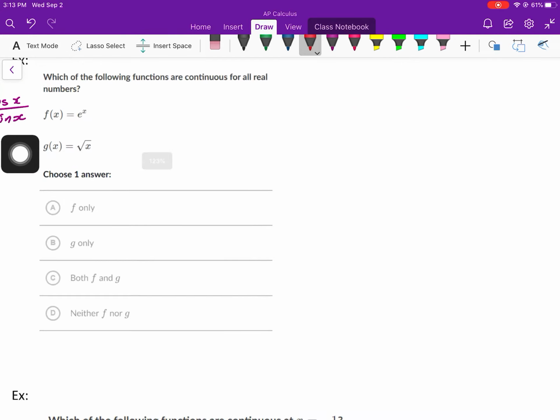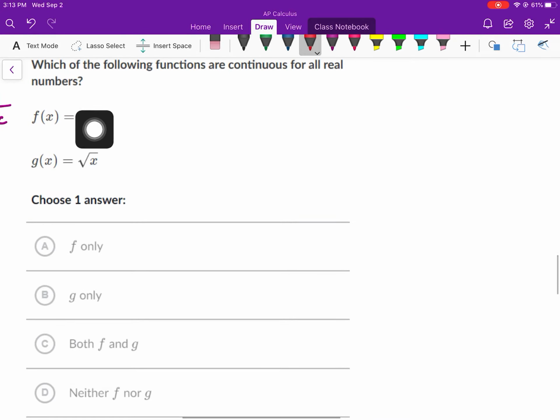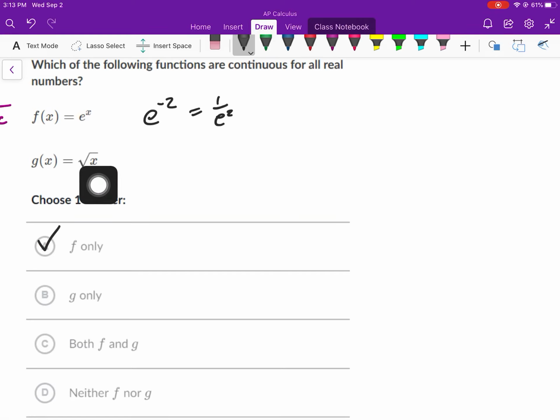What about here? You're trying to think of values of x that wouldn't work. Well, technically, negative numbers are fine for exponentials, not for logarithms, because if you have e to the -2, that's just 1 over e squared. That's okay. But what about the square root of a negative number? We can't take the square root of negative numbers, so that's not going to work. So g is out. So it's going to be f only.